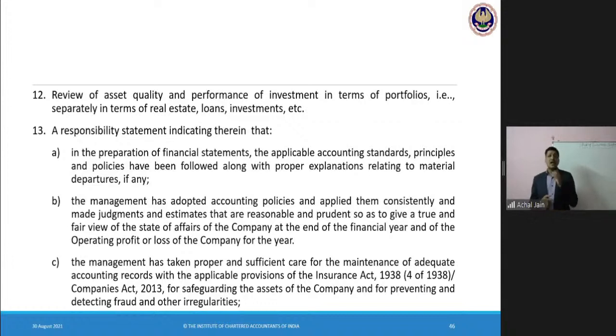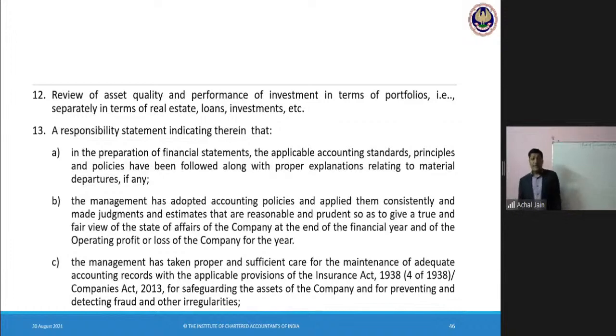What? To safeguard the assets of the company, to ensure that there are systems in place so that the frauds are prevented, so that the frauds are detected, so that there are no irregularities in the business of the company. So this is something which is the responsibility of the management. Now all of these responsibility statements management is giving explicitly.